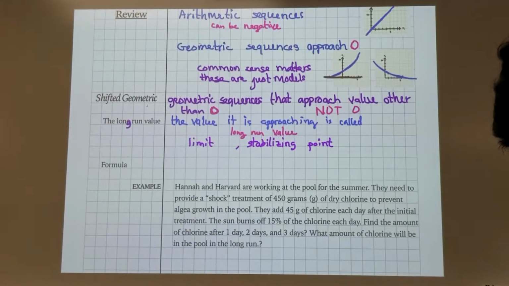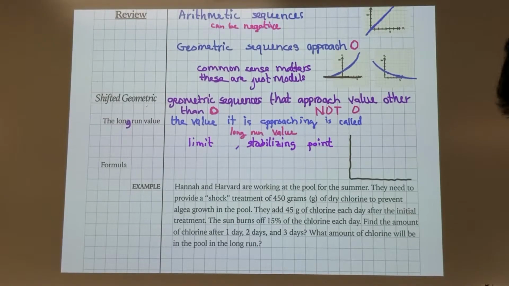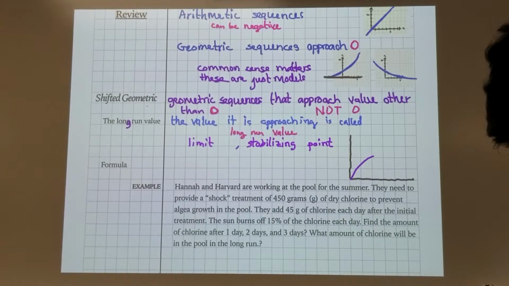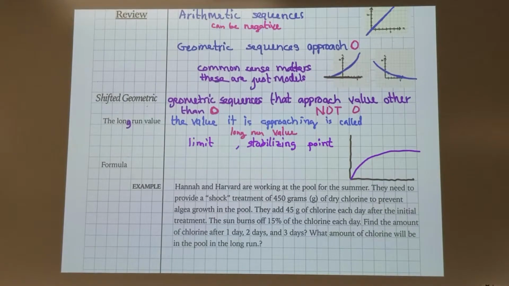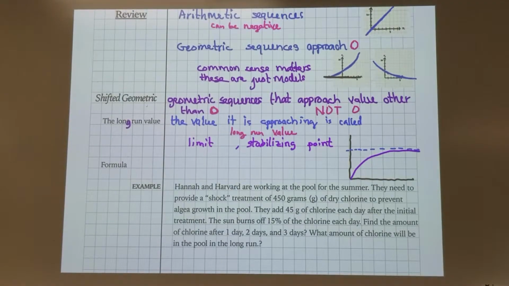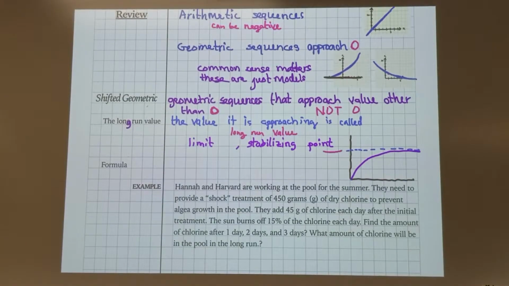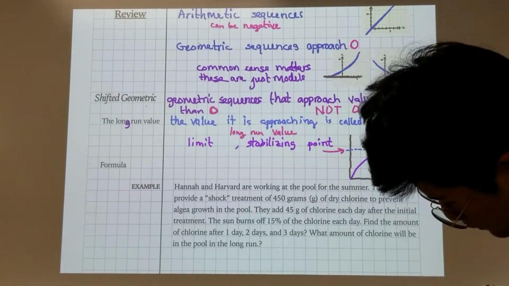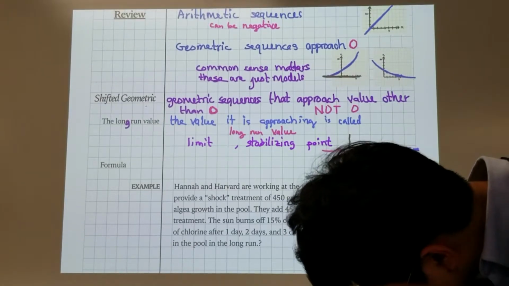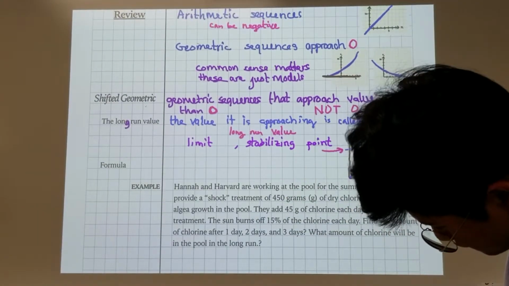And on a graph, it looks like this. It would be the point that your graph is going towards. So your long run value is right here. It's the spot where it's starting to even out. But it doesn't touch it. It never reaches it. It gets infinitely close to it, just like geometric sequences get infinitely close to 0.